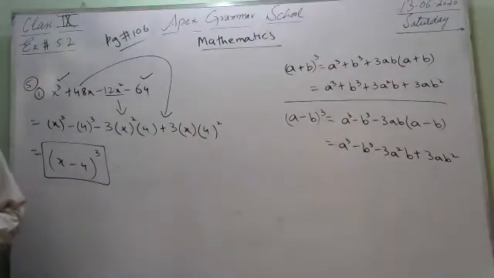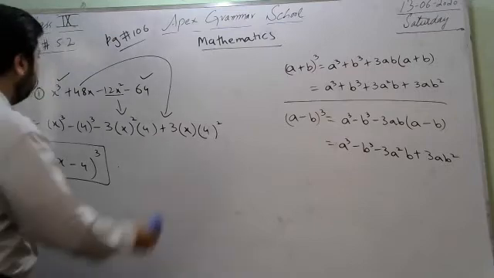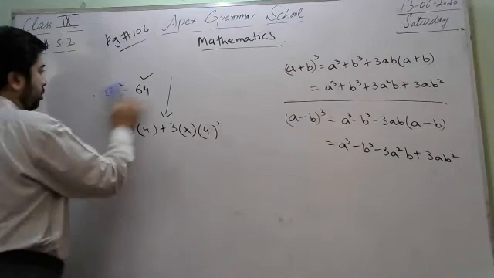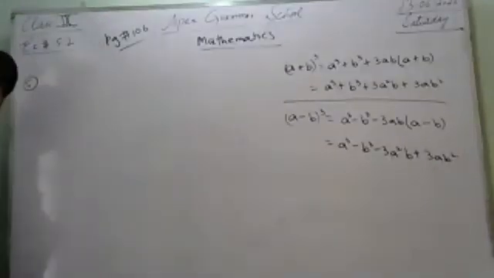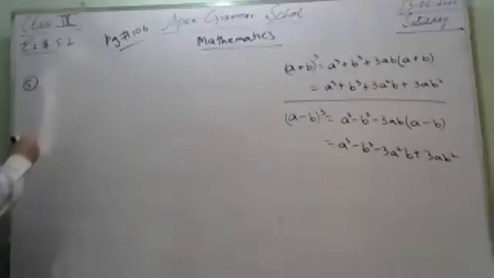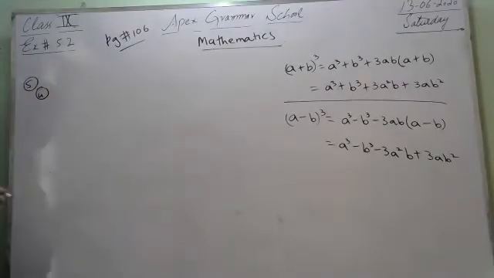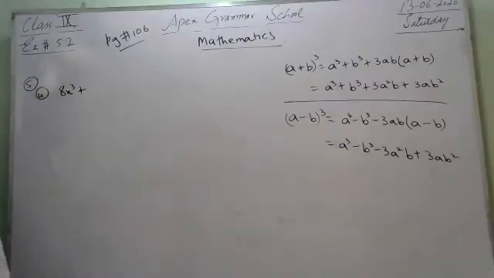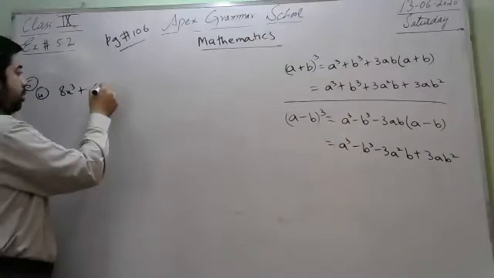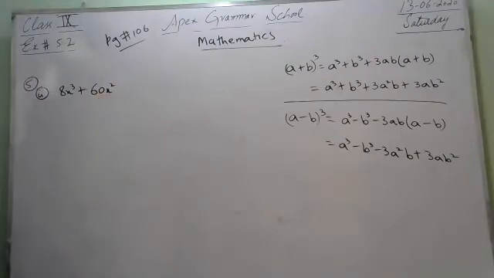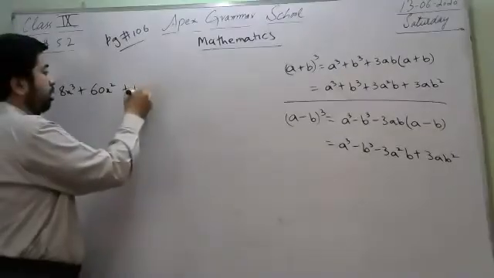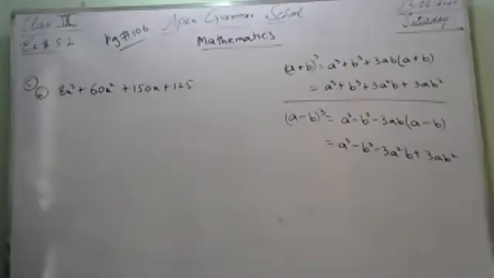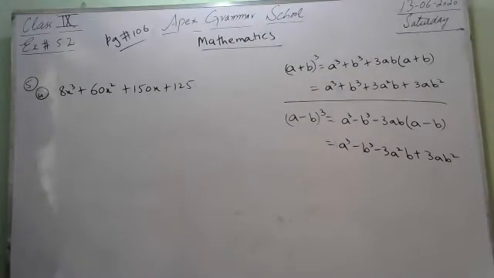Now talking about part 2. Part 2 is 8x cube plus 60x square plus 150x plus 125. Now, how can you judge which type of factorization is going to be made here?